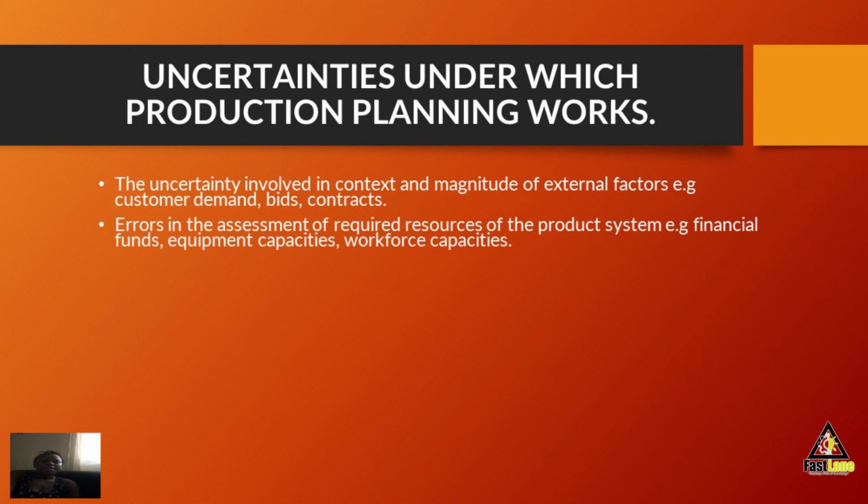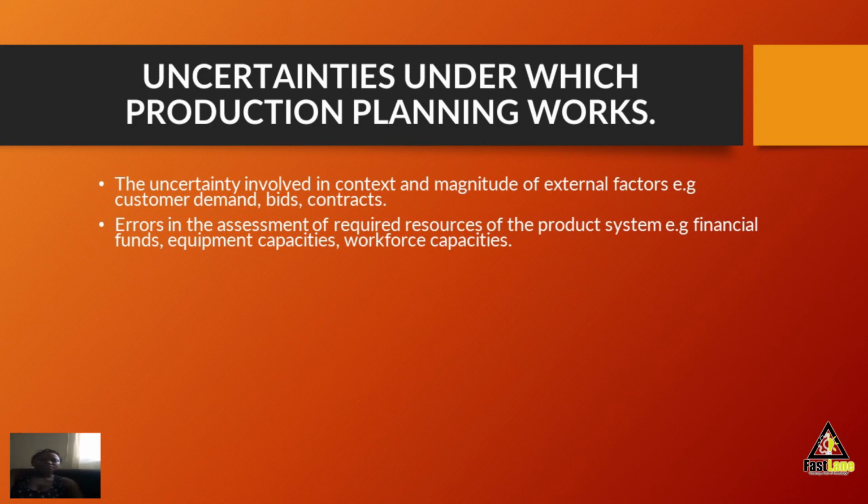Then we have errors in the assessment of required resources of the product system. What are these resources we need in our product system? For example, the financial funds, the equipment capacities, workforce capacities. So during your production process, you may have inadequate funds, and that is the uncertainty when you're doing your production planning.